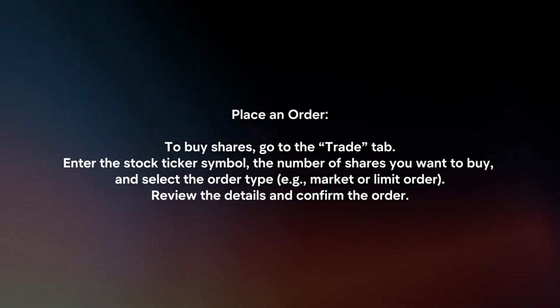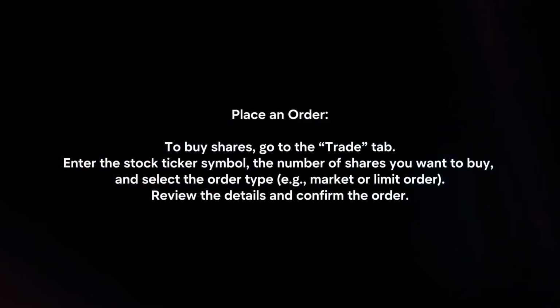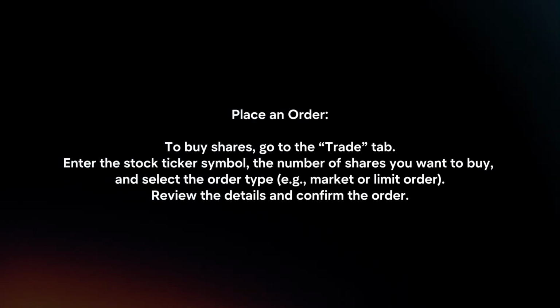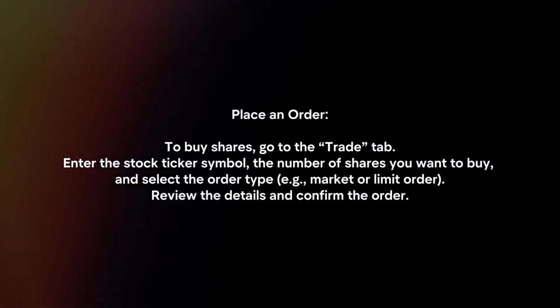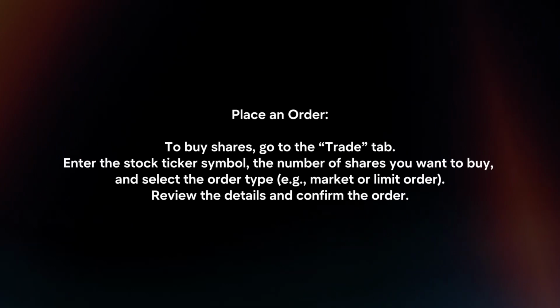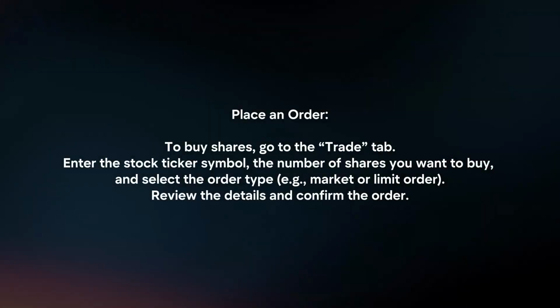Place an order. To buy shares, go to the Trade tab. Enter the stock ticker symbol, the number of shares you want to buy, and select the order type. Review the details and confirm the order.